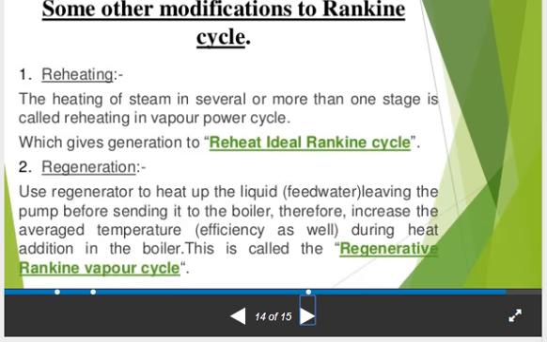Today we discussed the Rankine cycle, the different components, and what the irreversibilities are, what heat losses take place, and this all belongs overall to the Rankine cycle.